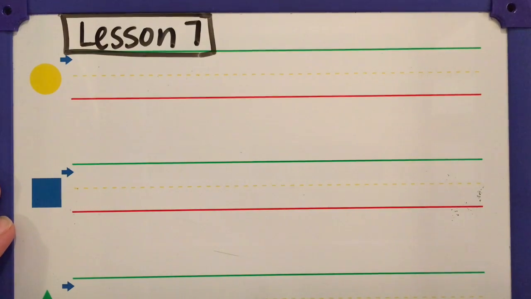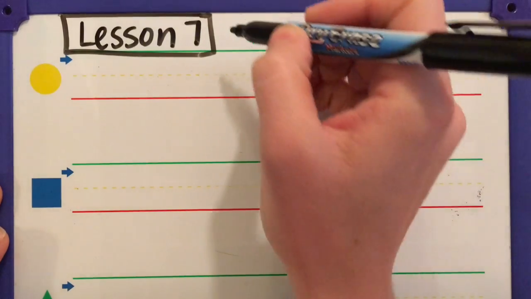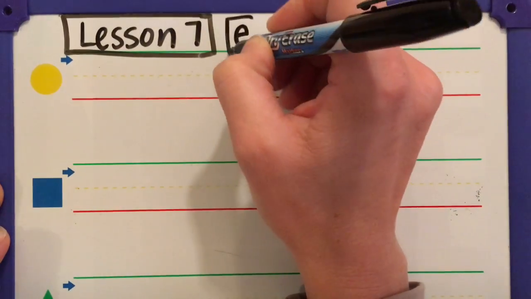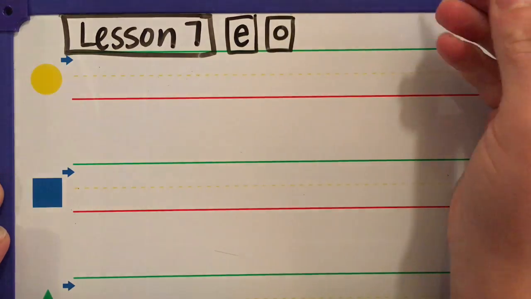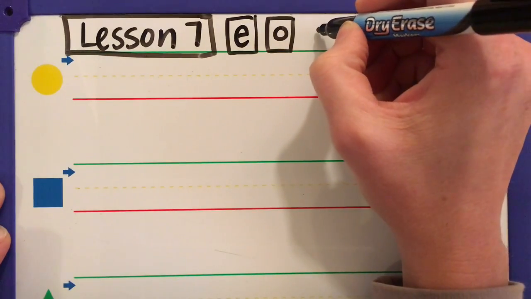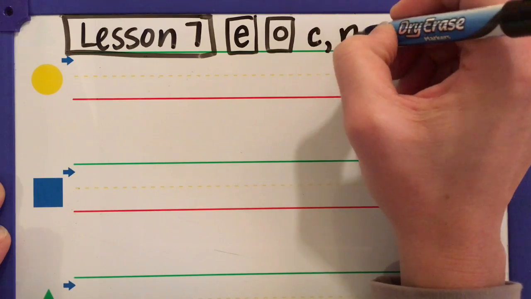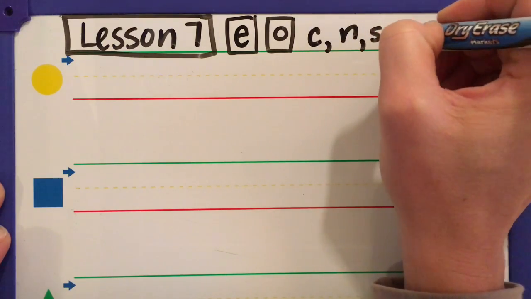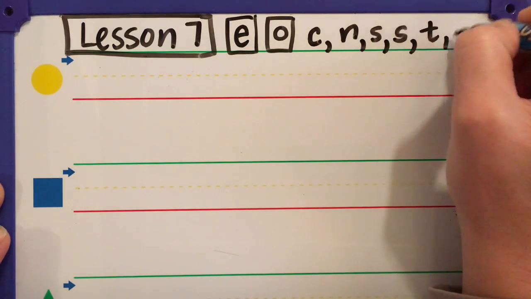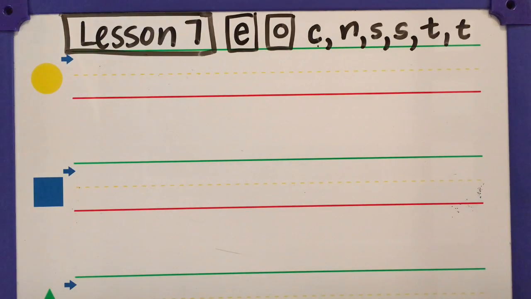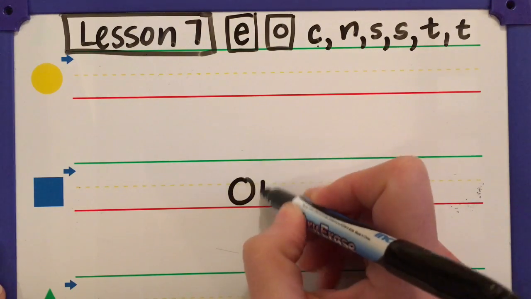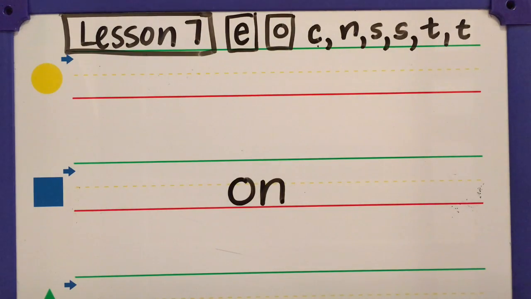Lesson 7. Today our vowels are E, like elephant, and O, like octopus. Our consonants in alphabetical order: C, N, S, S, T, T. All right, word number 1 is the word on. O-N. The next word, we will be adding one letter to make the word con.